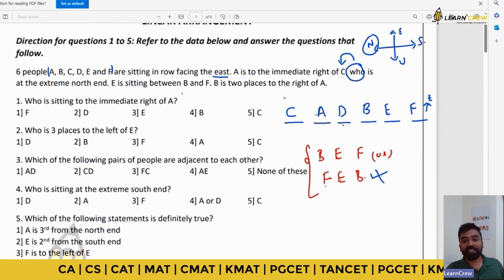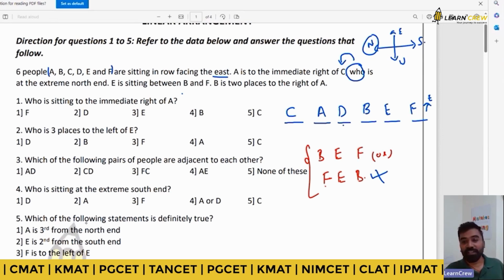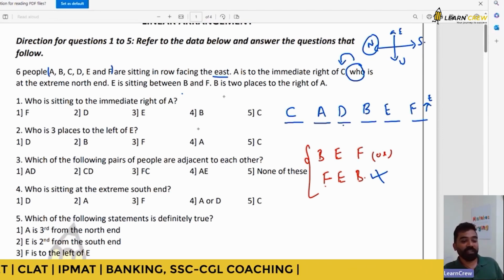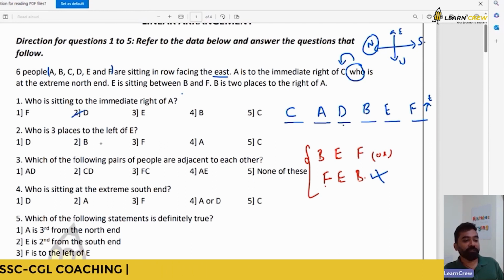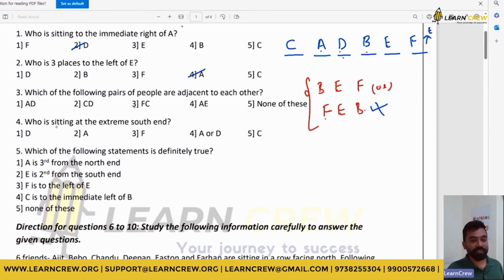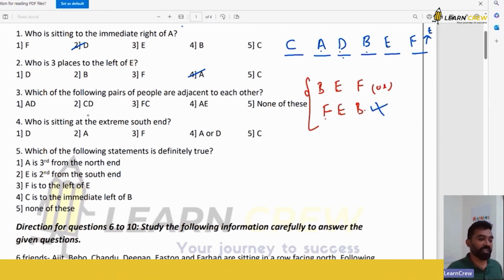Now, after this arrangement is done, all the 5 questions are answered. Now you can give a try. Who is sitting to the immediate right of A? D. Who is 3 places to the left of E? First place, second place, third place. Who is there? A. Which of the following pairs of people are adjacent to each other? Adjacent means next to each other. AD. Is CD adjacent to each other? No. FC? No. AE? No. So AD is the option.